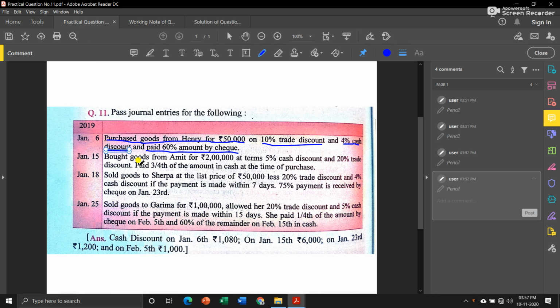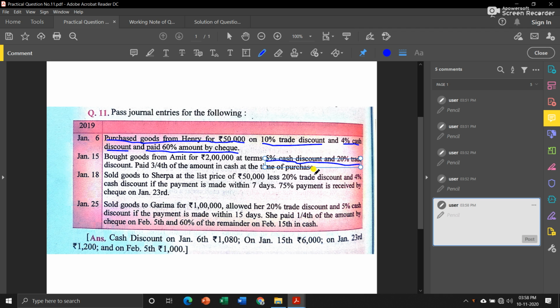Okay, now let us see the next transaction that took place on January 15. Bought goods from Amit. Bought goods means purchase goods, it's the same, from Amit for rupees 2 lakh at terms 5% cash discount and 20% trade discount. Now don't get confused that cash discount is given first, so we have to deduct cash discount first. It is not like that. First we will give trade discount and then we will see cash discount.